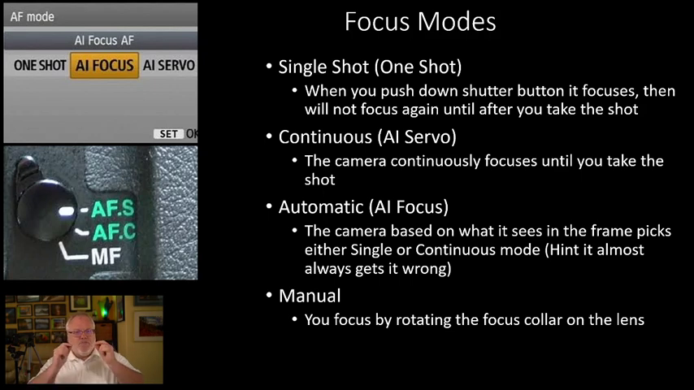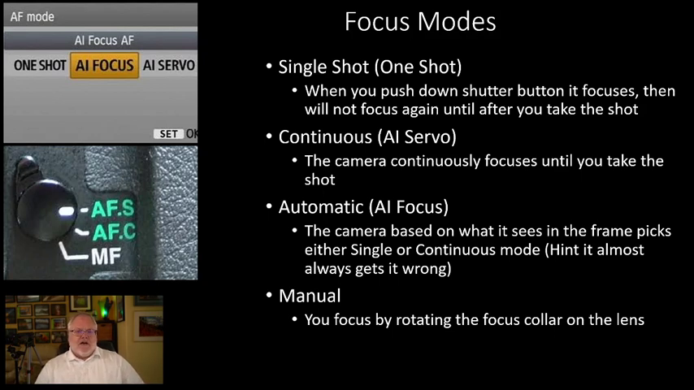What that means is when you push down the shutter button, the camera focuses on whatever point you've told it to use. Once it achieves focus, it holds it. And it generally makes a beep unless you've turned that option off in your camera. And it will not focus again until after you take the shot, assuming you have your finger continually pressed down on the shutter. If you release it and then push it again, it restarts. This kind of focus mode works great for stationary objects.